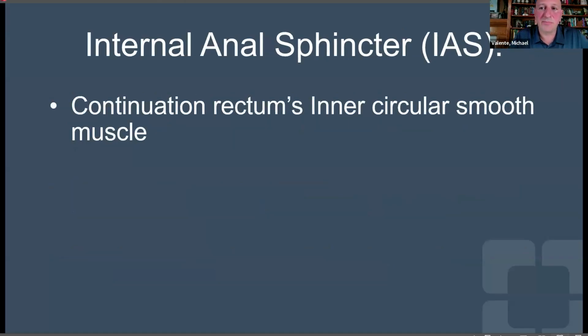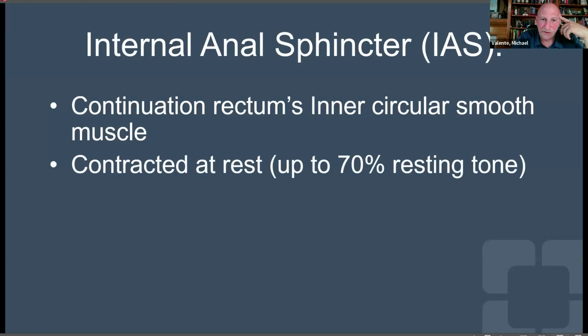So the internal anal sphincter is a bit different. This is a continuation of the muscularis propria, the inner circular smooth muscle layer, that third layer of the bowel wall. The first section is the inner circular smooth muscle, and that is what the internal anal sphincter actually is, a continuation of that. This is about 70% of our resting tone. It is contracted at rest. It is always contracted until we tell it to relax, and we'll talk about that a little bit.